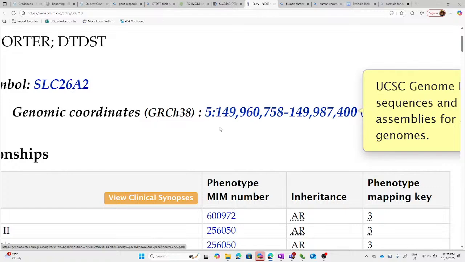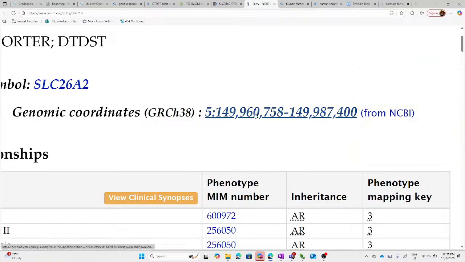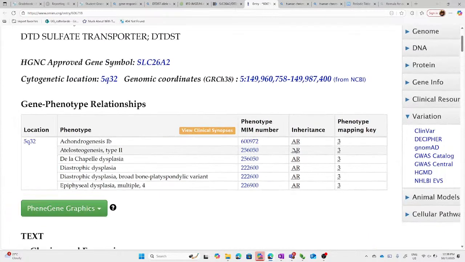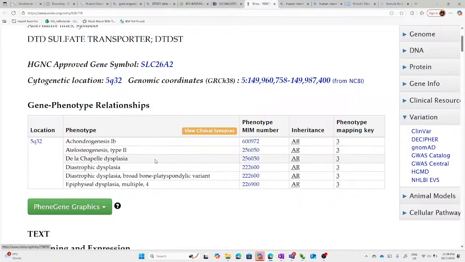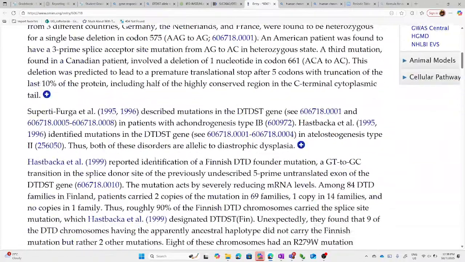You count in starting at the 149,960,758th base pair. So the 149,960,758th letter. And then you count on until the 149,987,400th base pair, which means that this is about 27,000 letters long. That's the code to build this little gene that controls, amongst other things, ends up resulting in your thumb. People that count these letters individually figure this out?